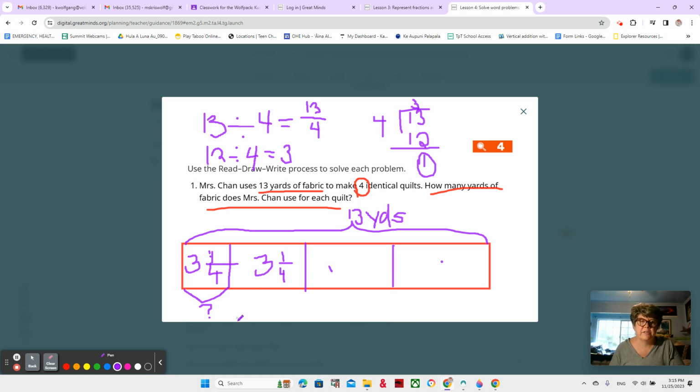Now we just need to write our sentence. She uses 3 1/4 yard for each. All right, make sure that is written down on page 31.